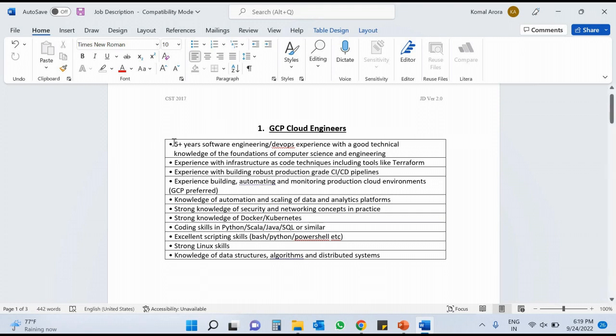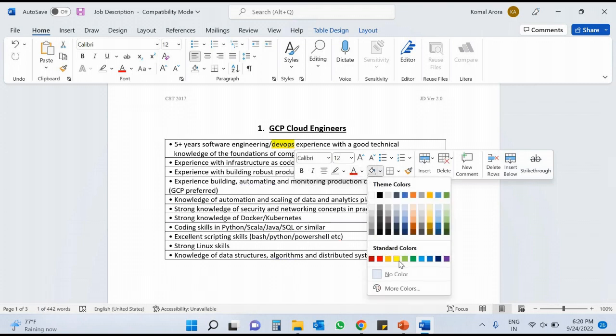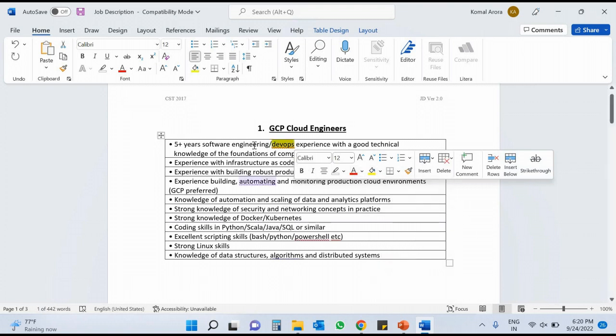So let's read one by one. First, it is mentioned 5+ years software engineering or DevOps experience. Means our client is looking for a person having 5+ years DevOps experience. So DevOps is a technology name. Let us highlight this one. I have taken the yellow color.